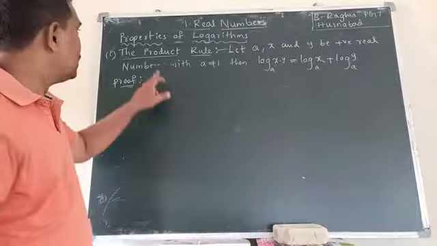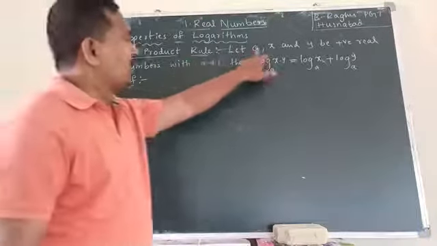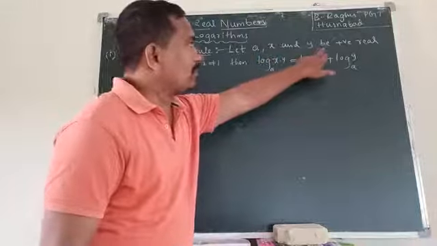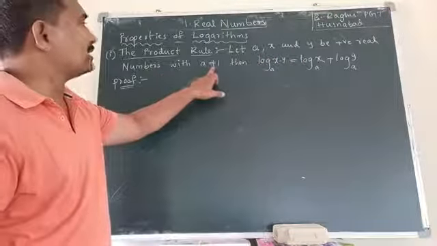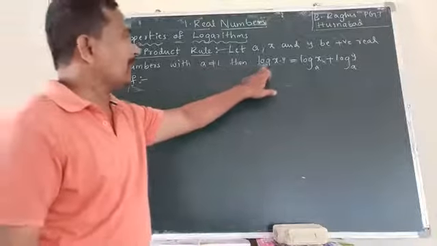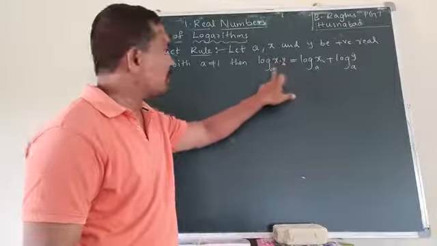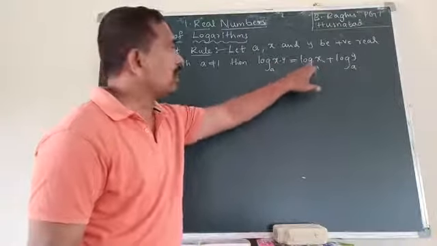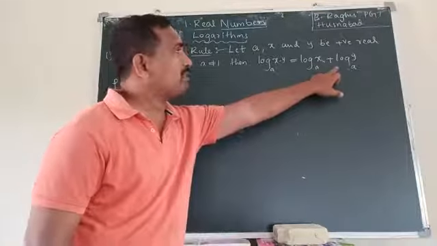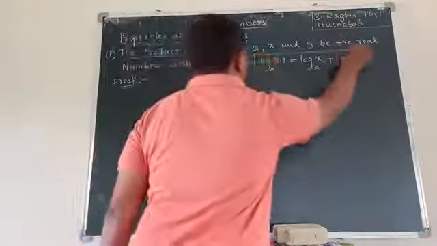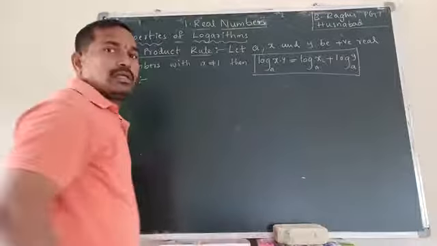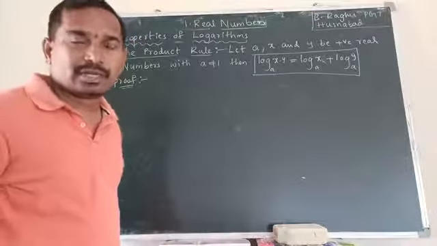See here, let a, x and y be positive real numbers with a not equal to 1. Then log x into y base a equals log x base a plus log y base a. This is the logarithmic property. So let us prove that.